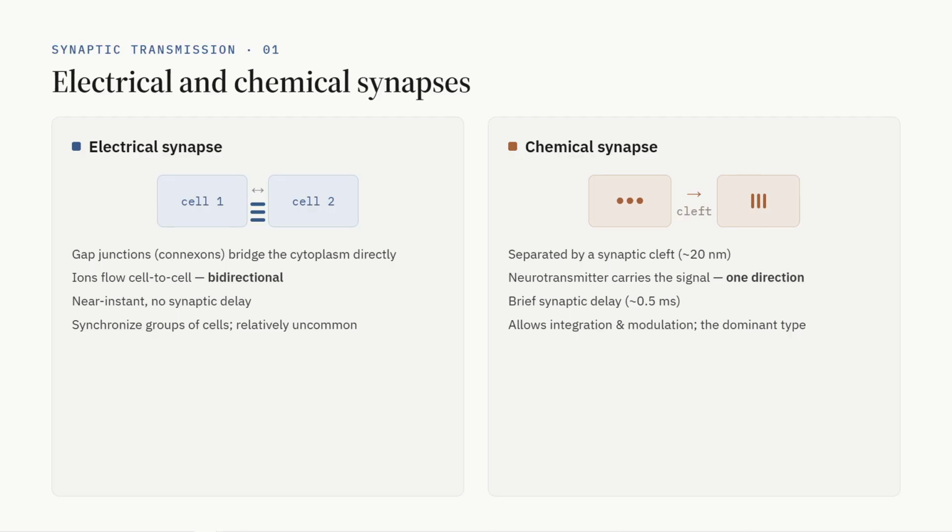The second, and far more common, is the chemical synapse. Now the cells don't touch, they're separated by a tiny gap called the synaptic cleft. To cross it, the signal gets converted into a chemical messenger, a neurotransmitter. This adds a brief delay, about half a millisecond, and it only goes in one direction. So why is the slower one-way option the dominant one? Because that chemical step is where the signal can be amplified, integrated, and fine-tuned. That flexibility is everything.